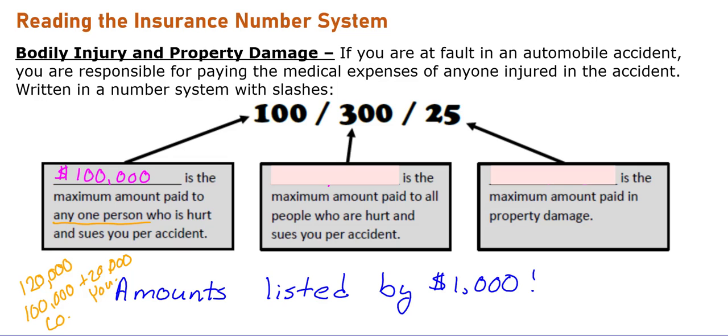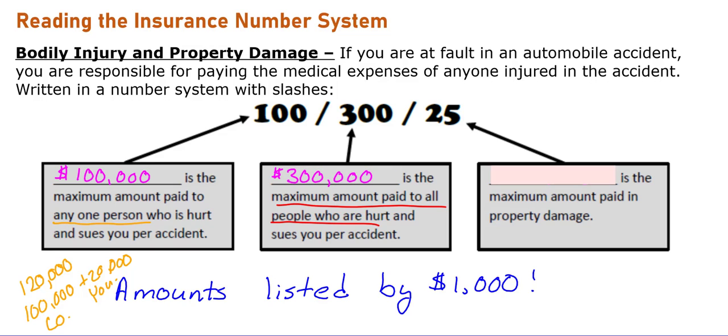And there is an overall amount. So you can't have an accident where, say, 6 people get injured and each of them gets 100,000. The insurance company's not going to pay that much. It's going to have a maximum amount that it pays to all people. So this is the maximum amount paid to all people who were hurt or injured. So 300, knowing that it's listed by 1,000s, would be 300,000.